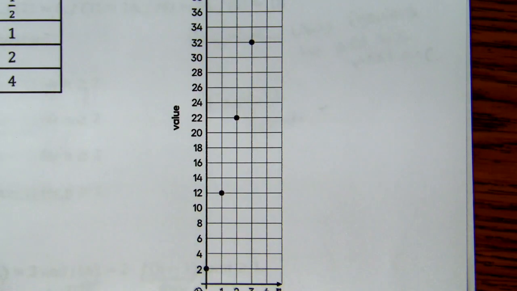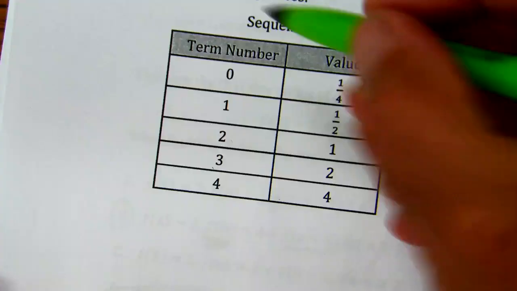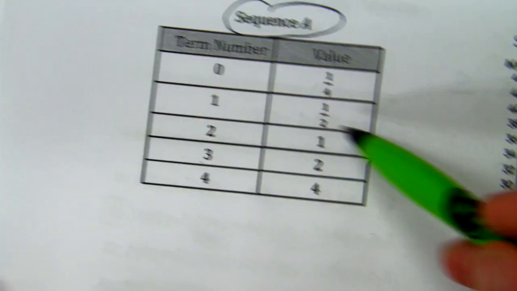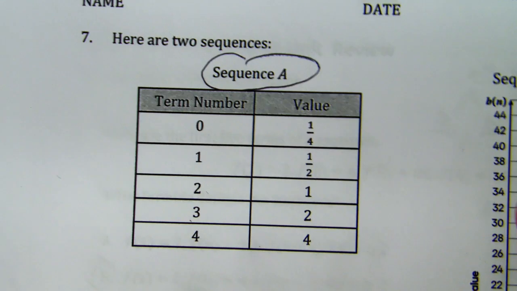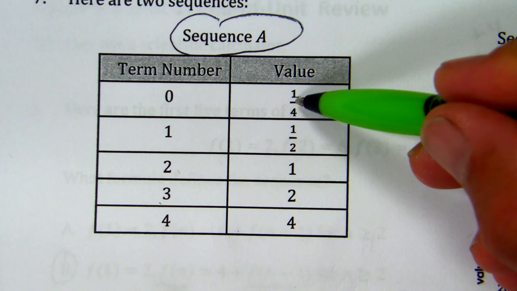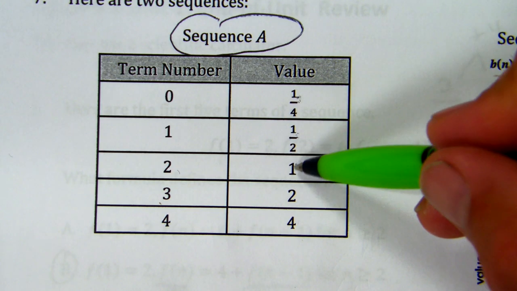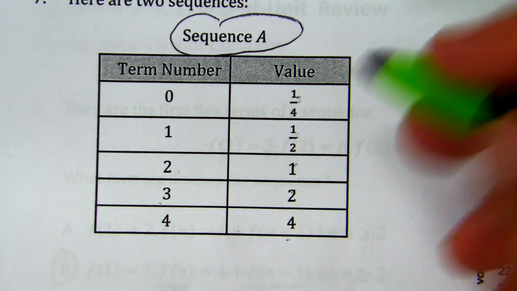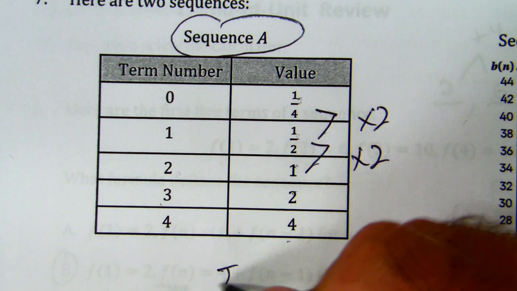All right. Final question. Hallelujah. Here are 2 sequences. Okay. Sequence A, they gave us a table form. I think I'll look at it a little more closely before I even look at sequence B. Let's see. If I double 1/4, I get 1/2. If I double 1/2, I get 1. If I double 1, I get 2. If I double 2, this appears to be times 2 every time. That tells me it's geometric.